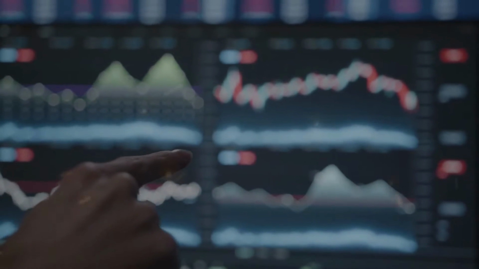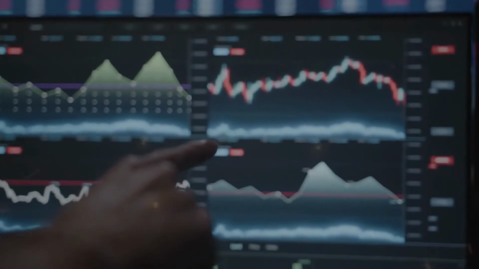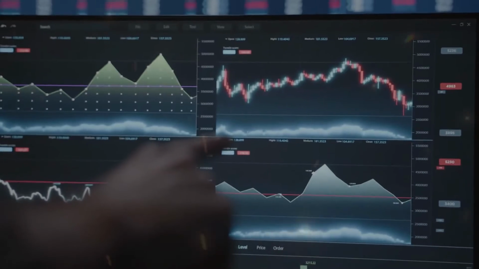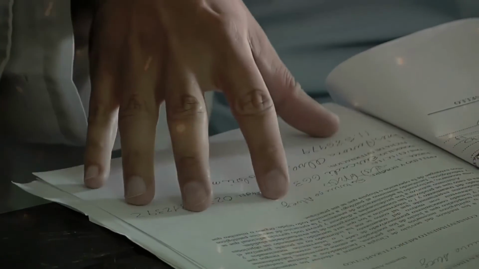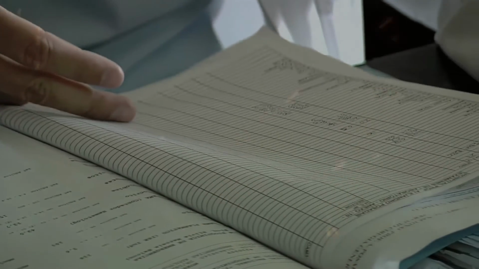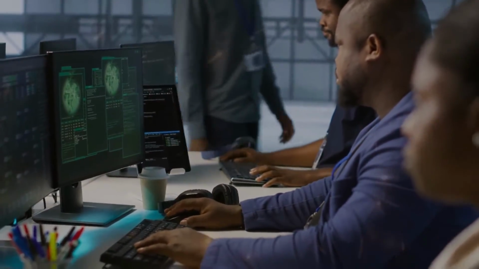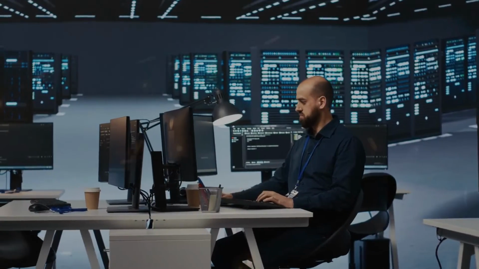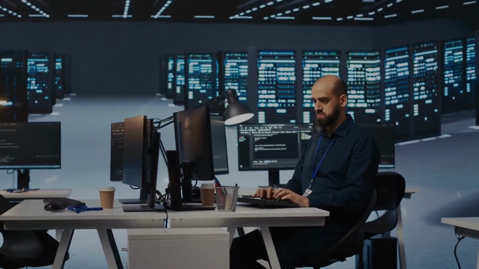Section 7. Data governance, the key to consistent cleanliness. Data cleaning shouldn't be a one-time event. It's an ongoing process that requires a proactive approach. This is where data governance comes in. Data governance establishes processes and policies for data management. Think of data governance as the rulebook for keeping data clean.